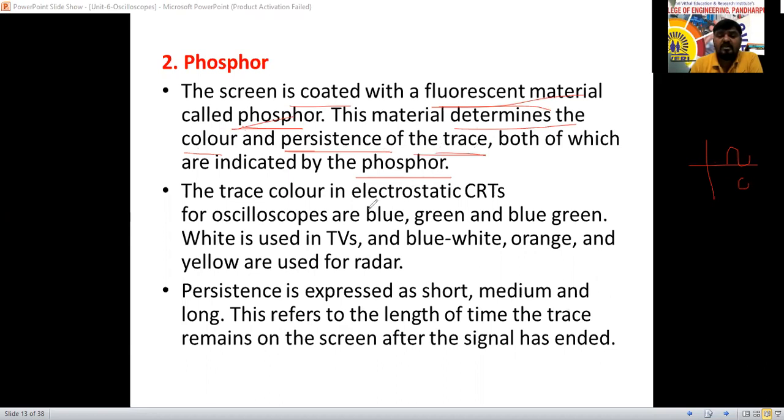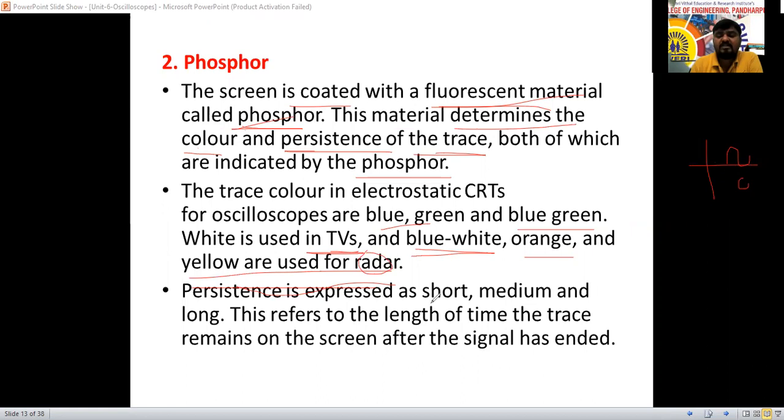Now the trace color in electrostatic CRT for oscilloscopes may be blue, green, or a blue-green mix. White is used in TVs, televisions, and blue-white also. Orange and yellow are used in radar systems, in the radar systems of central government and so on. Blue, white, orange and yellow are used in radar.